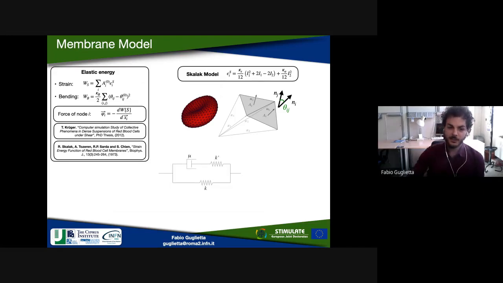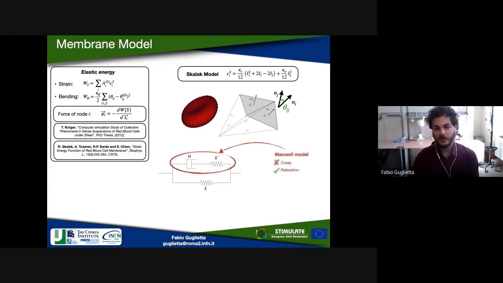But this is not the end of the story, because if we want to look at the time scales of the dynamics, we have also to include the viscosity of the membrane. To do so, here I reported a sketch taken in some sense from the electronic world. Here you can see a dashpot, which represents the viscous part, and two springs, k1 and k2. They represent the elastic part. So now we can connect these elements in different ways. For example, if we connect in series the dashpot and the spring, we have the so-called Maxwell model.